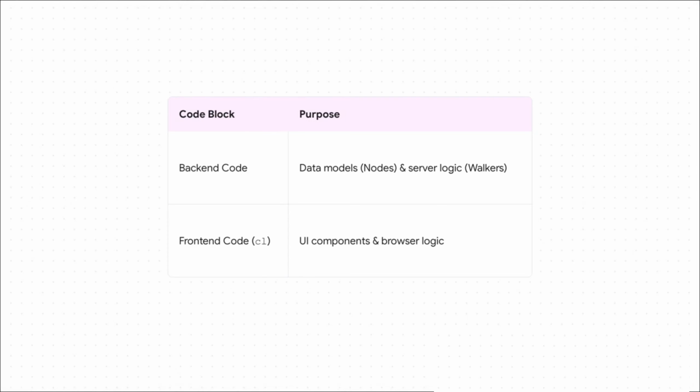And here's the kicker. All of this can live together in one single file. You define your backend stuff, your data models, the nodes and the server logic, the walkers, at the top level of the file. Then all your front-end code, all those React-like components and hooks, they just live inside that special cl block. So your concerns are still separated, but the context is completely unified. It's all right there. And that right there is the big takeaway. One file, one language, full stack power.